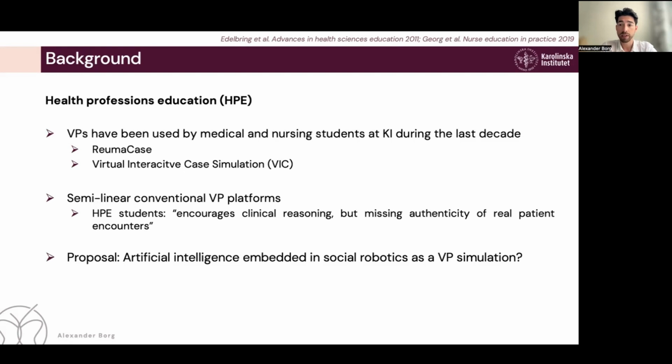Students believe that these platforms encourage clinical reasoning and are a good way to practice clinical scenarios, but that they miss the authenticity of real patient encounters. We now have access to new, more modern methods of virtual patient simulations, where large language models combined with social robotics constitute one of them.